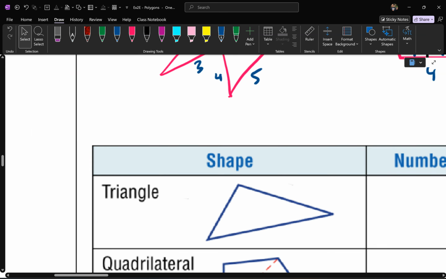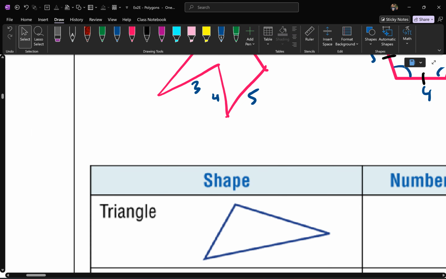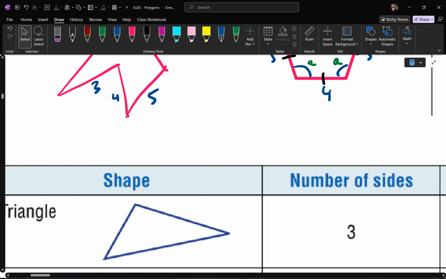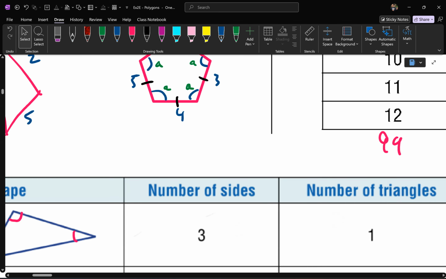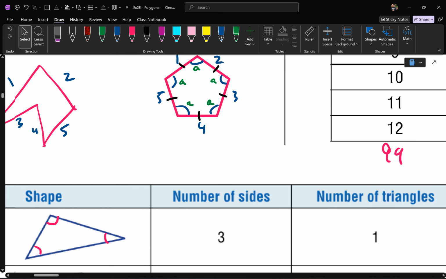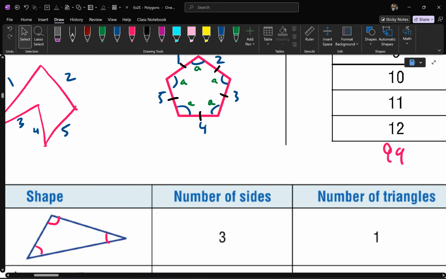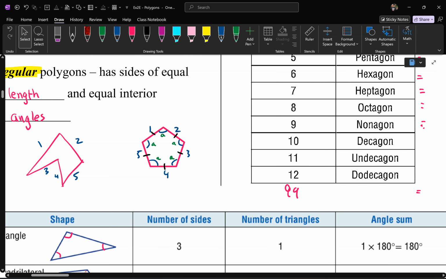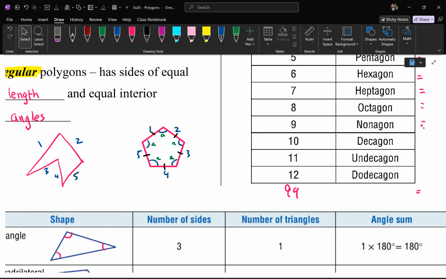Here's a triangle. How many sides does a triangle have? Elliot? How many sides does a triangle have? 3. Very good. And in a triangle, we said the 3 angles must add up to 180. So there's only one triangle, and if you have 3 angles in a triangle, we know it equals 180 degrees. What's interesting is that if you can find triangles within any of the polygons, you know it's always 180.